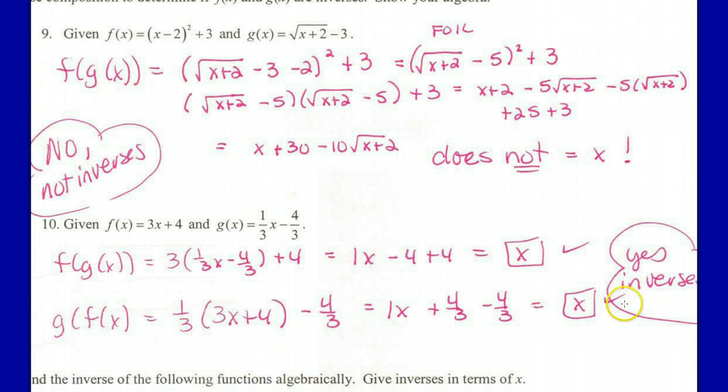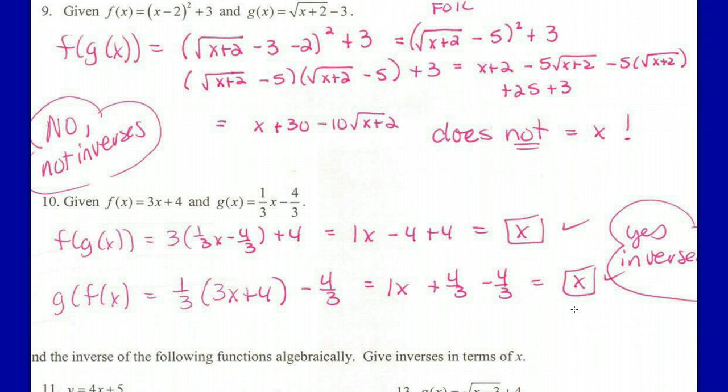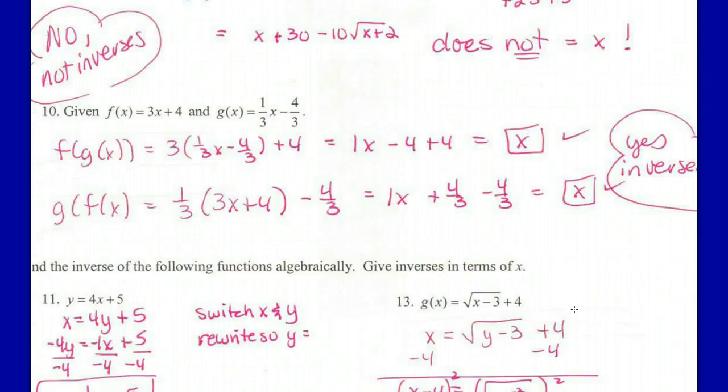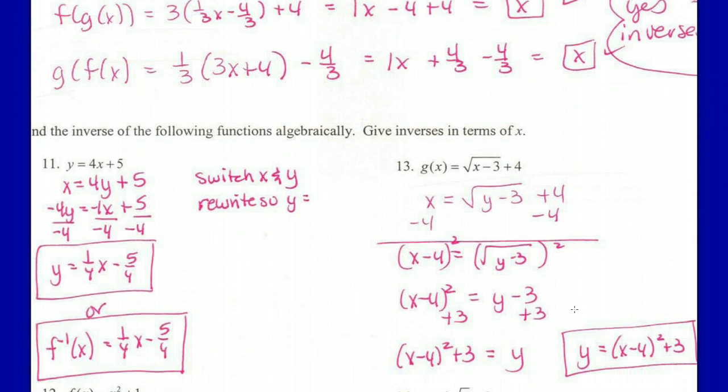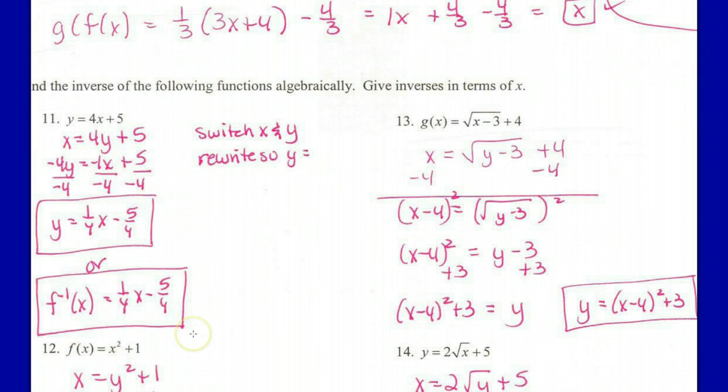And I get x. So that means they're inverses of each other. Another way you could try to do it too is you could try to do the inverse, like down here, where you switch them and rewrite them. Okay, find the inverse of the following functions algebraically. This is when you switch x and y, and then you solve for y. That would be how you do that.